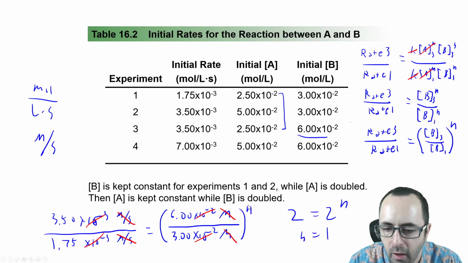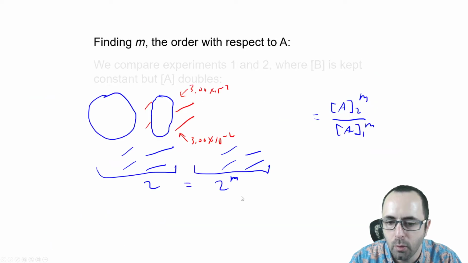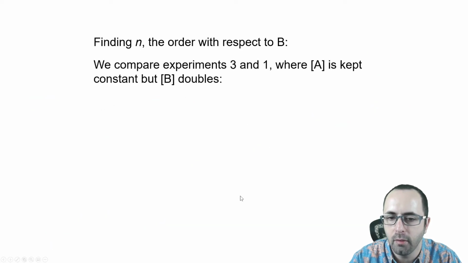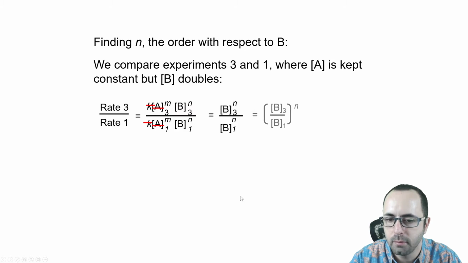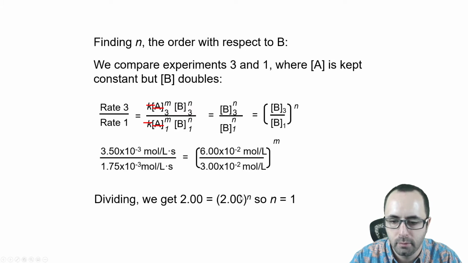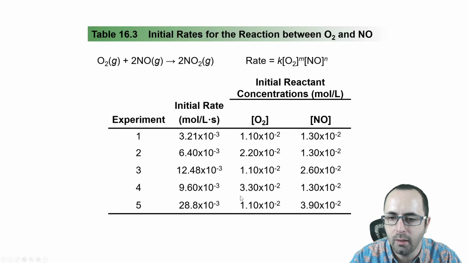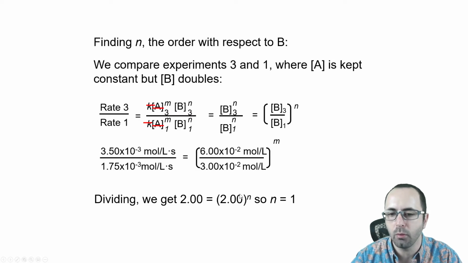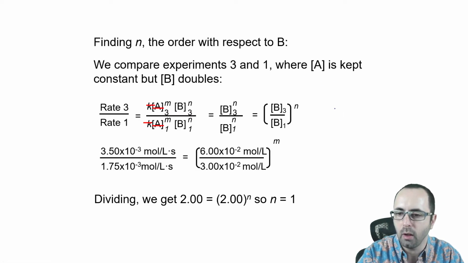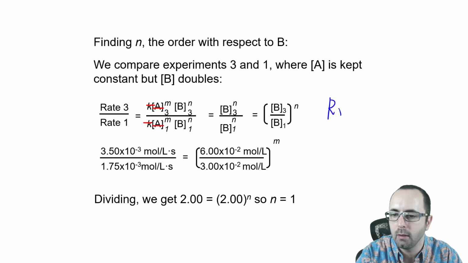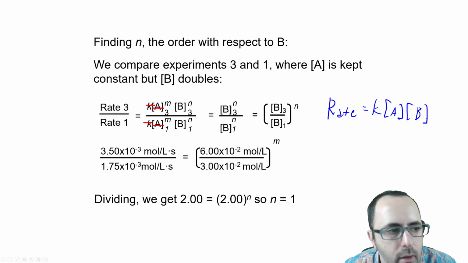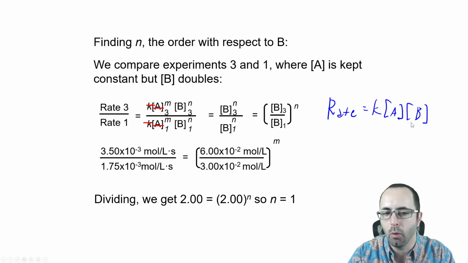And so now we've figured out the orders. If you want to look at this later, I have it all typed in here as well. And that's how you figure out the orders. So now we can write the overall rate law. Rate is going to equal the rate constant times the concentration of A to the first power times the concentration of B to the first power. We don't have to write the ones. And so now we have our whole rate law.